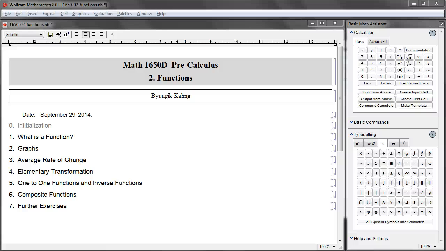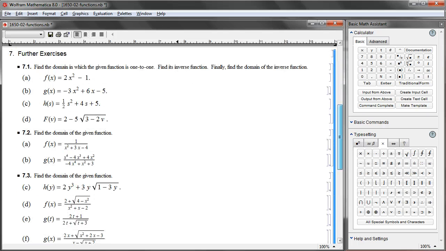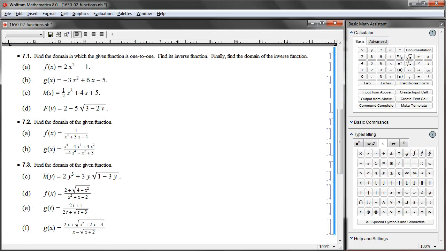Okay, let's move on to further exercises. Basically, I just put all the hard problems about domain in this section of the notebook. They're all about domains. Let's begin with a relatively easy problem. 7.1, find the domain in which the given function is 1 to 1, and then find its inverse function, and then the domain of the inverse function.